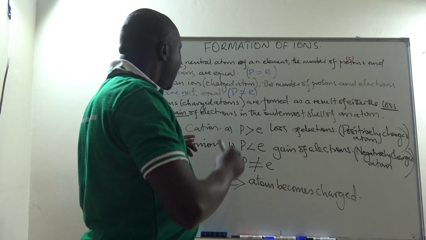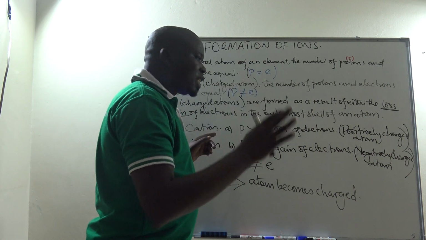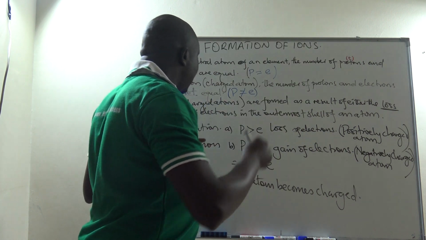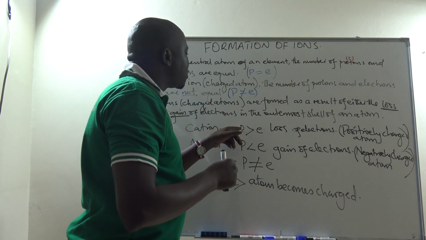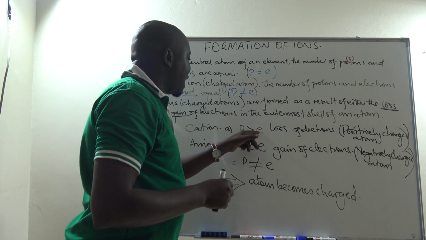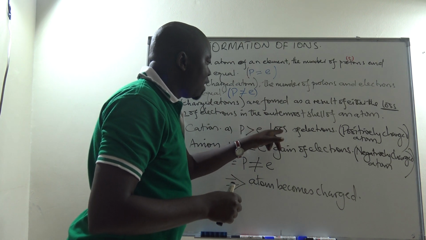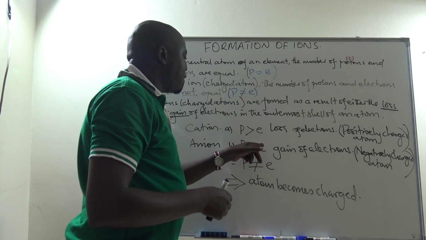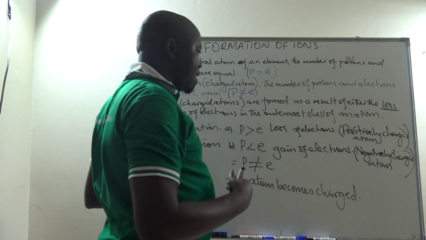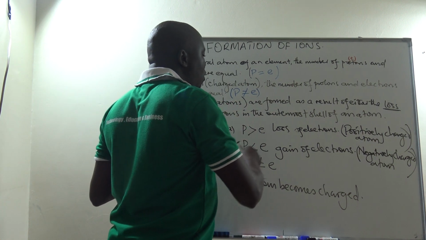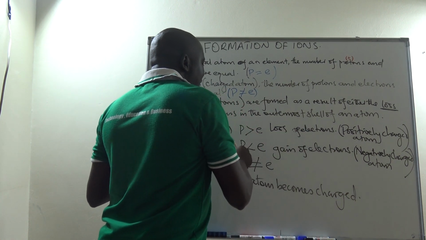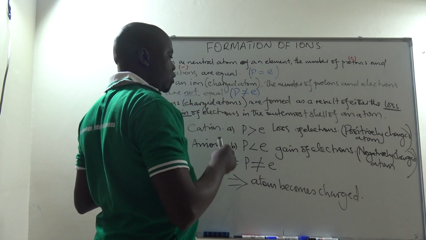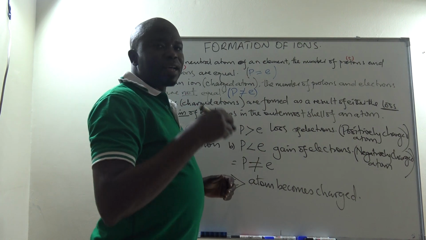If you are given data with the number of protons, neutrons and electrons, take note that a cation will have more protons than electrons, because cations are formed as a result of the loss of electrons. Where the number of protons is less than the number of electrons, it means there was electron gain, and that is what we call an anion. That atom will be negatively charged because electrons will be in excess compared to the protons. So that is how ions are formed.